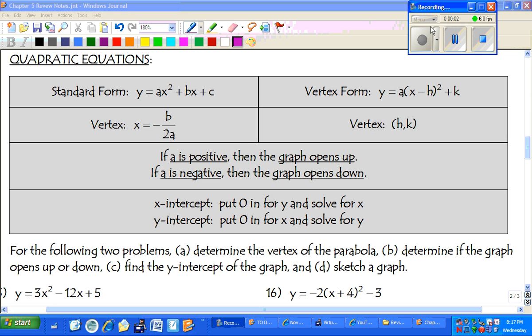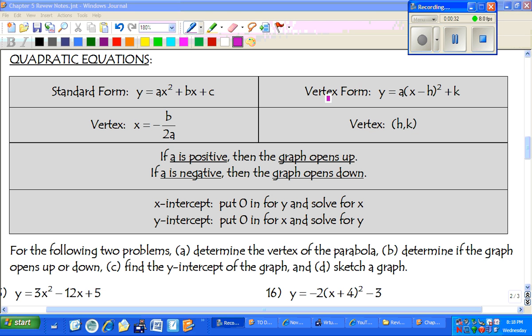All right, this whole chapter was about quadratic equations, and one of the things that we spent some time on was graphing. And when we graphed, we had a couple different forms to graph in. We had standard form, where it was y equals ax squared plus bx plus c, and most recently, vertex form, y equals a times (x minus h) squared plus k. So there are a couple of things that are a little bit different with each one.